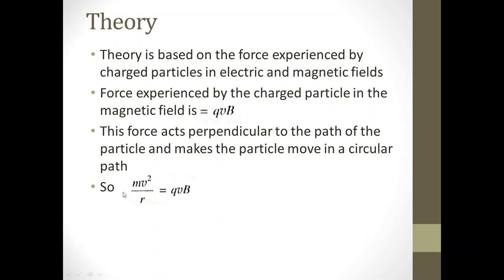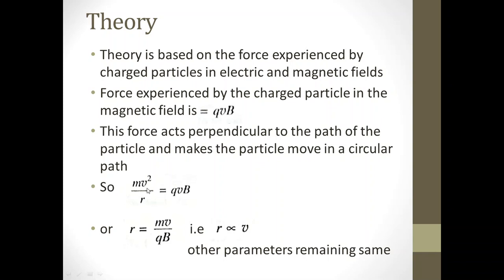Right. For any particle moving in a circular path with mass m and velocity v, the centripetal force is given by mv squared by r. So what is generating the centripetal force? It's the force due to the magnetic field. So mv squared by r is equal to qvB.